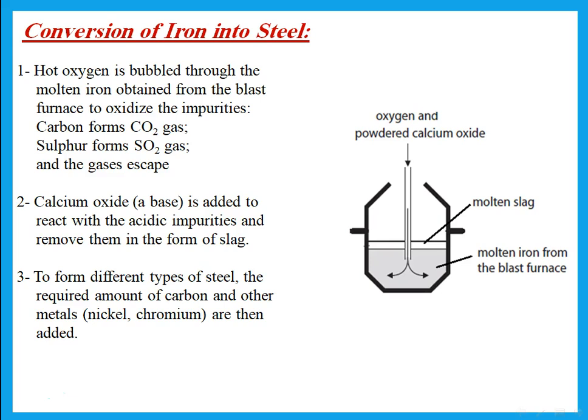Then we take the molten iron from that process, and we add to it a specific amount of carbon or other metals like nickel and chromium, in order to make the specific kind of steel that is required. Remember, we said we have different types of steel like mild steel and stainless steel.